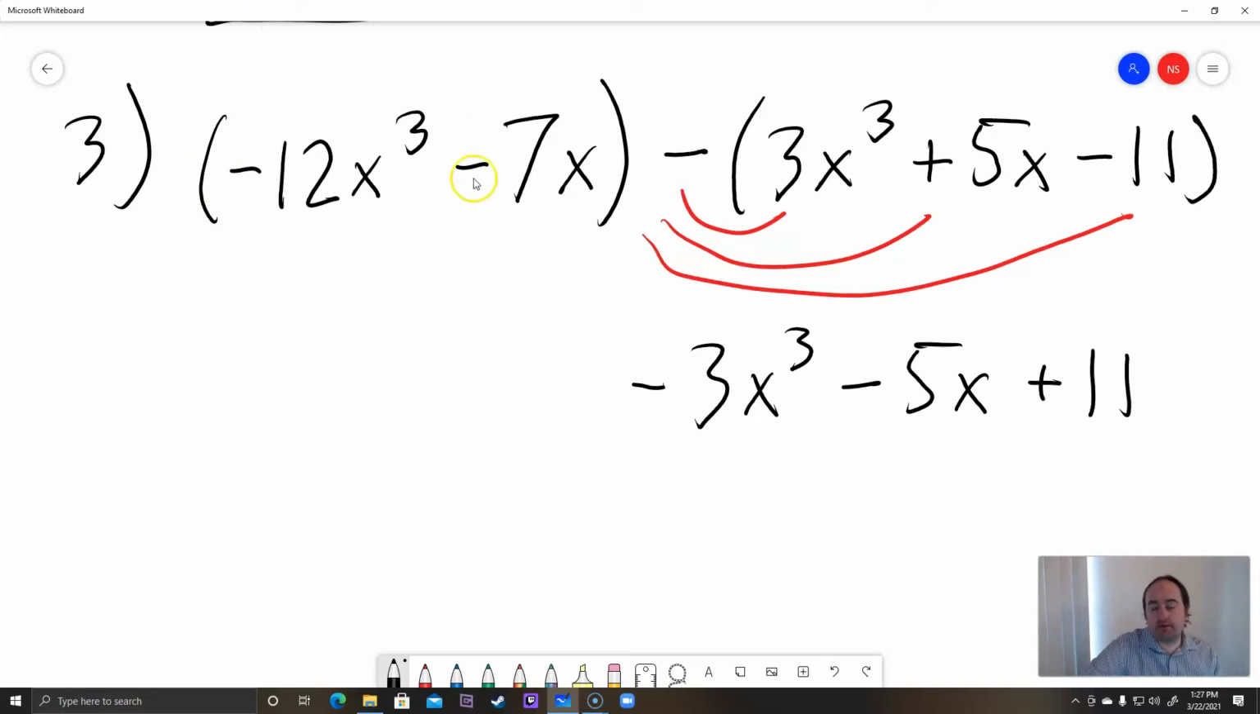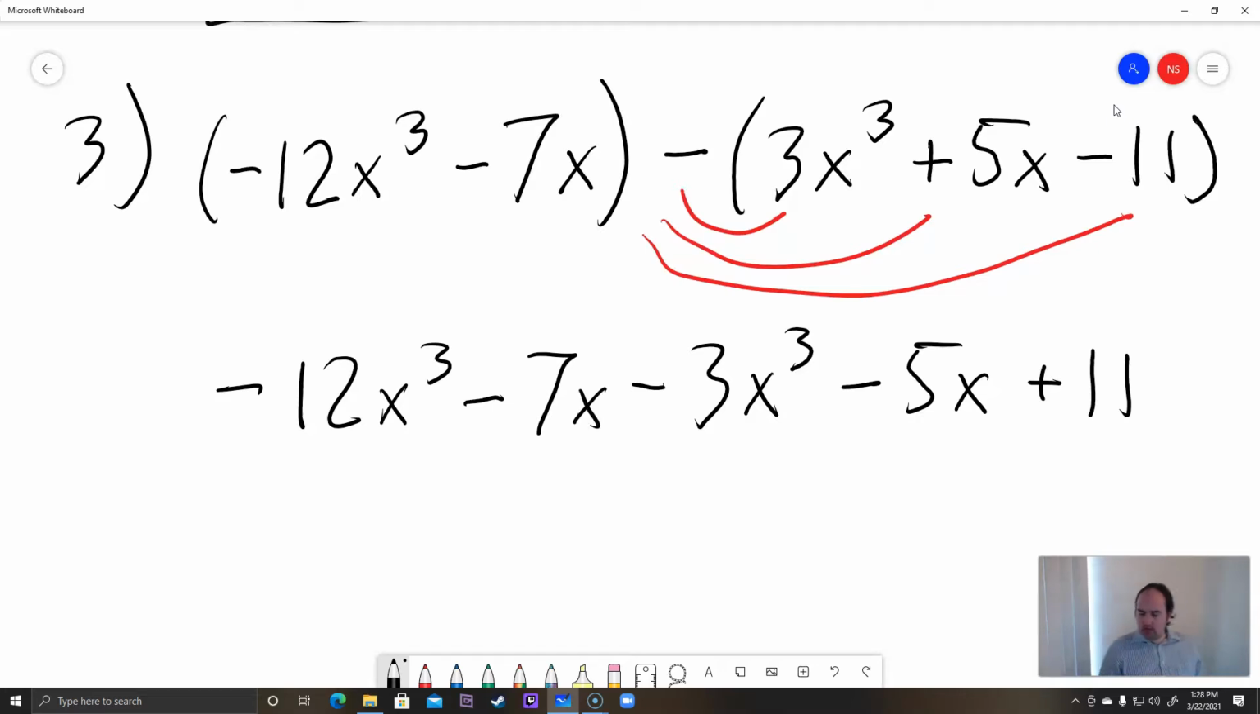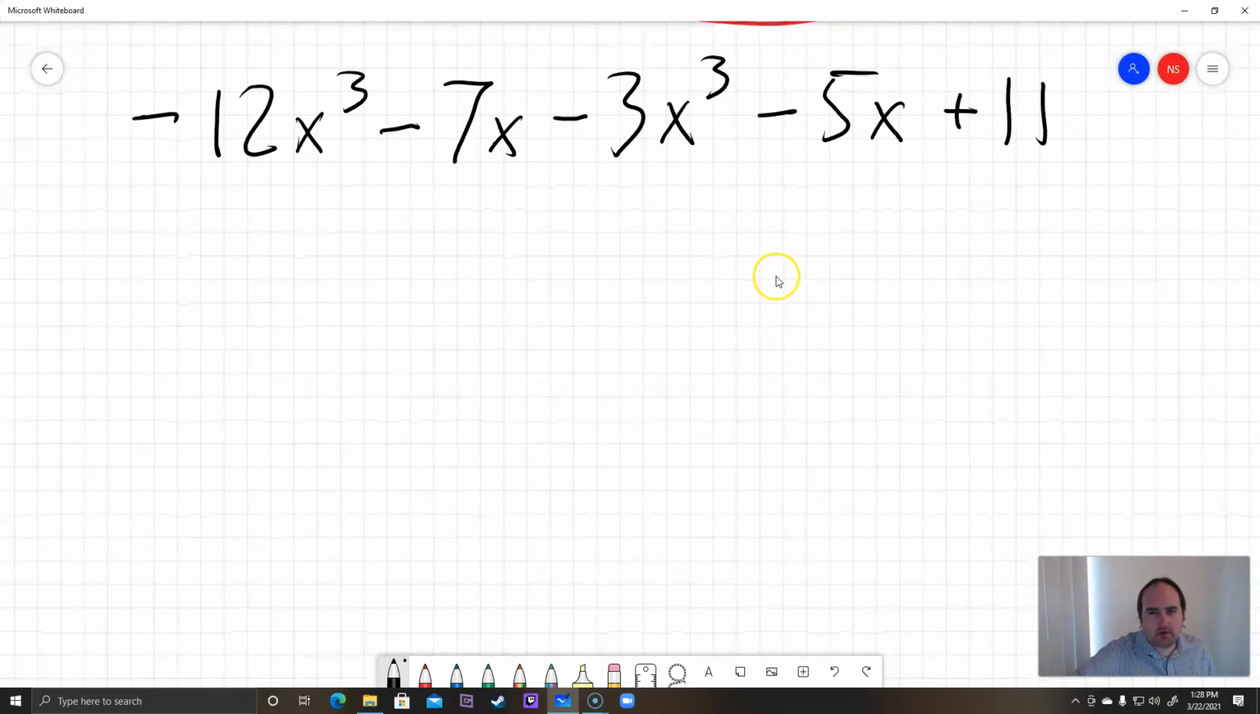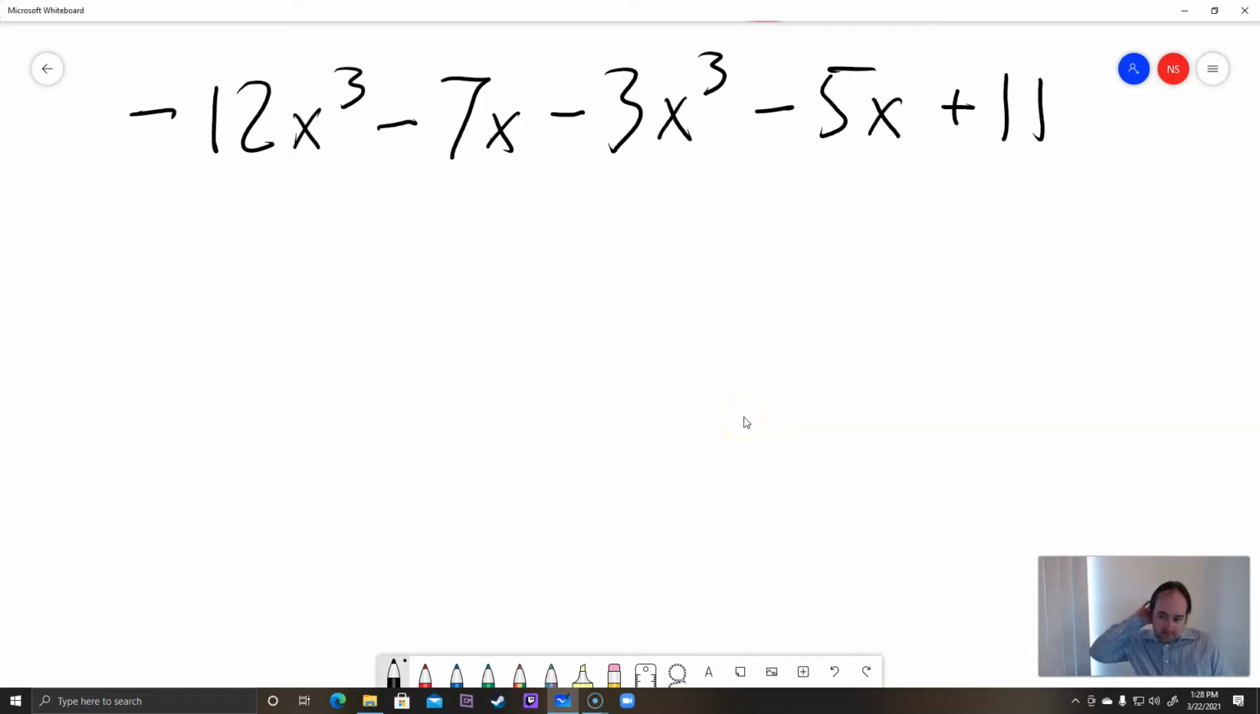And then for the first polynomial, of course, there's no minus to distribute, so we just get rid of the parentheses. The first polynomial is negative 12x cubed minus 7x. So we have negative 12x cubed minus 7x minus 3x cubed minus 5x plus 11. That was the distribute-the-minus step, just like the last problem. And then all we have left to do now is combine like terms.